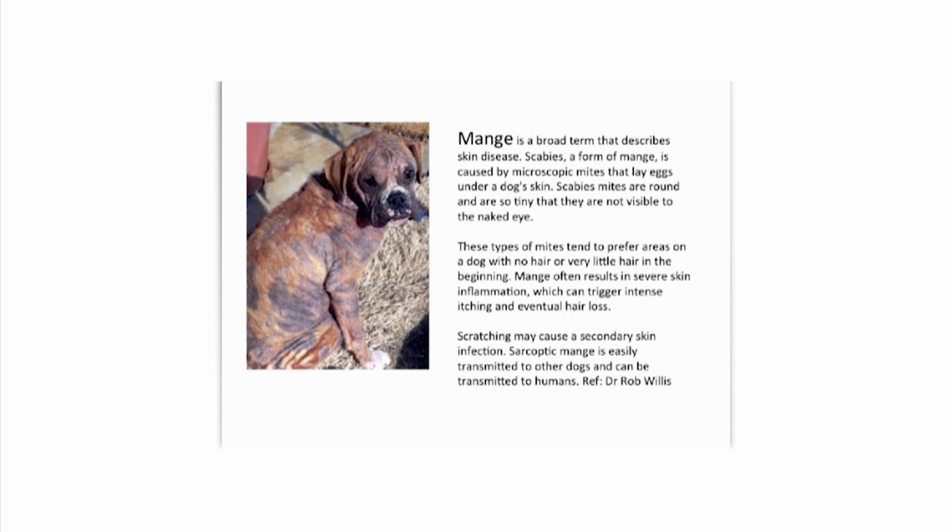In the beginning, mange often results in severe skin inflammation, which can trigger intense itching and uneven hair loss. Scratching may lead to secondary skin infections, and it's very easily transmitted from animal to animal.